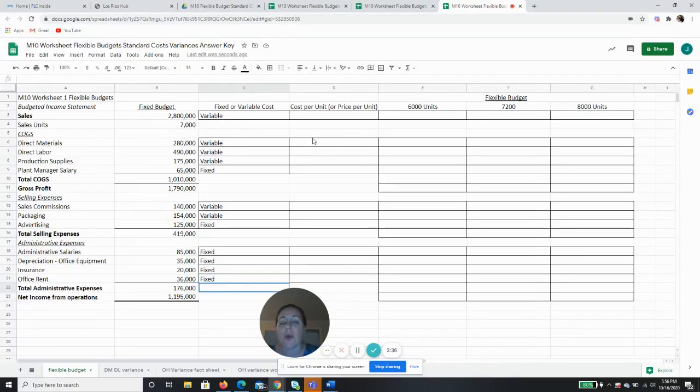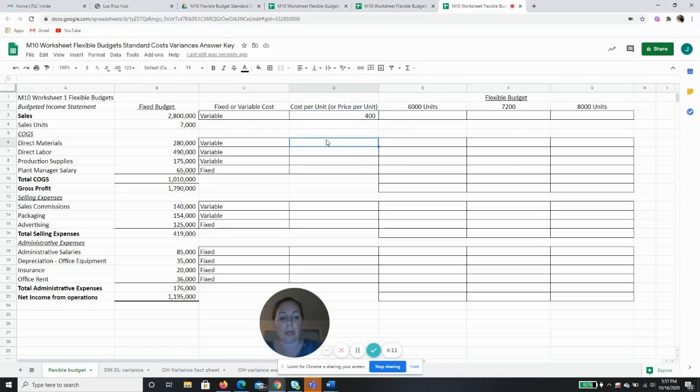Okay, so we've gotten our fixed budget. We've decided if each of our costs are fixed or variable. Now we're going to figure out our cost per unit, or in the case of sales, our price per unit. And we're simply going to do that by taking these total sales dollars in our fixed budget divided by the number of units we sold. And that tells us that we are selling our product for $400 a unit. So if we sold 7,000 units and made $2.8 million, then we must be selling our units for $400 a unit. We're assuming we're selling every unit for the same price.